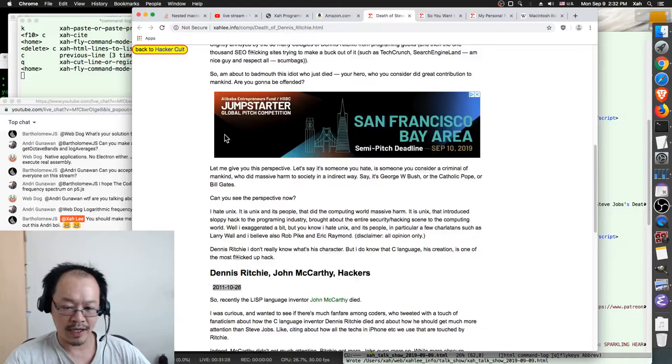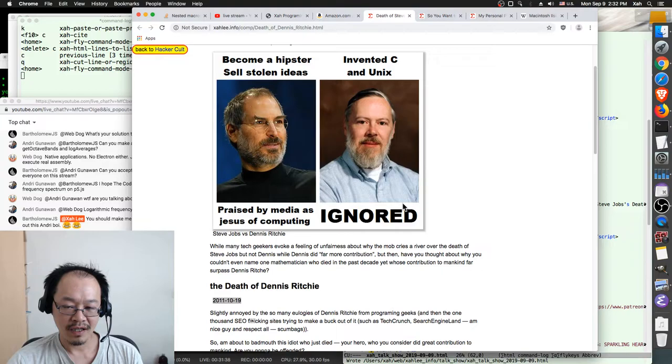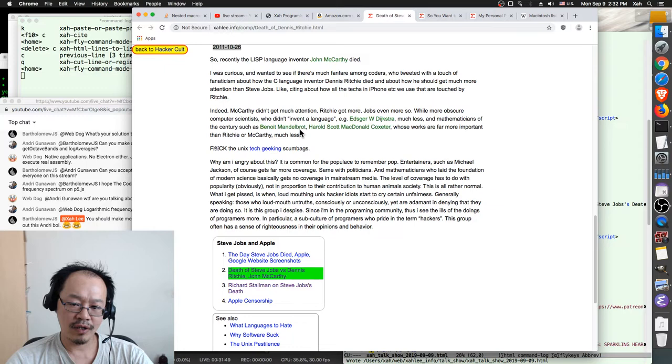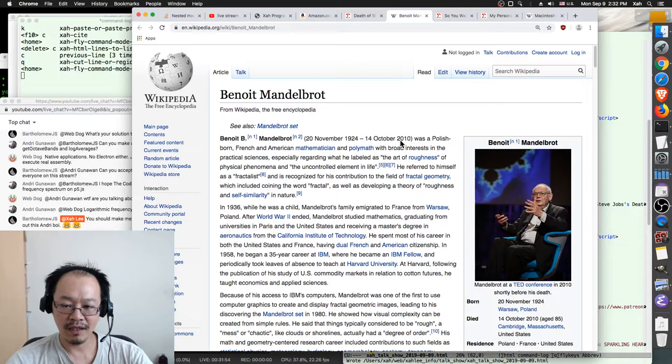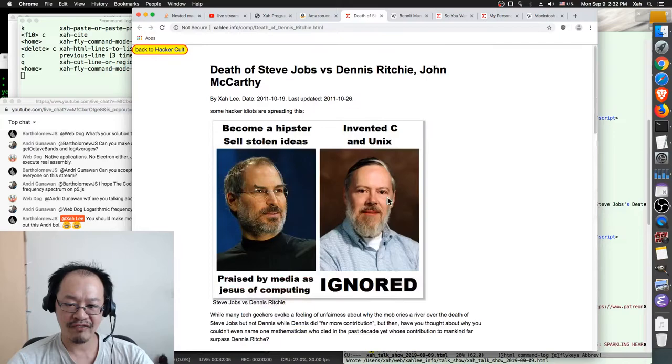What about mathematicians? There are quite a few great mathematicians who died around 2011. If you consider their work, that's far more important than this fuck, Dennis Ritchie, okay? So who are they? For example, the fractal guy, Benoit Mandelbrot, he died in 2010. Okay, Benoit Mandelbrot, the inventor of the fractal, far more important with respect to human history than the fucking Dennis Ritchie, the Unix guy.